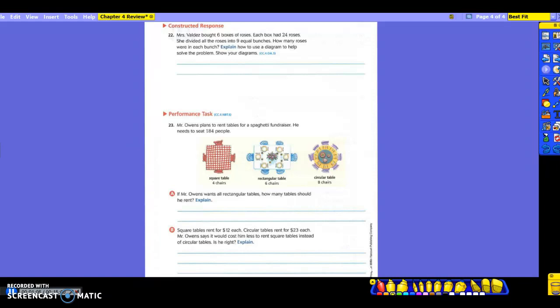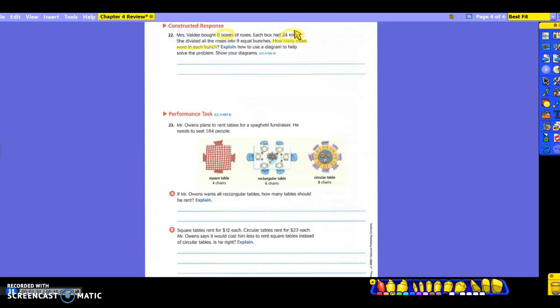Okay, so let's find our question. It is what? How many roses were in each bunch? Okay, let's look at our numbers. What's the first number we come to? 6 boxes. I want you to say to yourself so that we can kind of follow this problem through. We have 6 boxes of roses. Then what do we have? 24 roses. And those 24 roses are what?